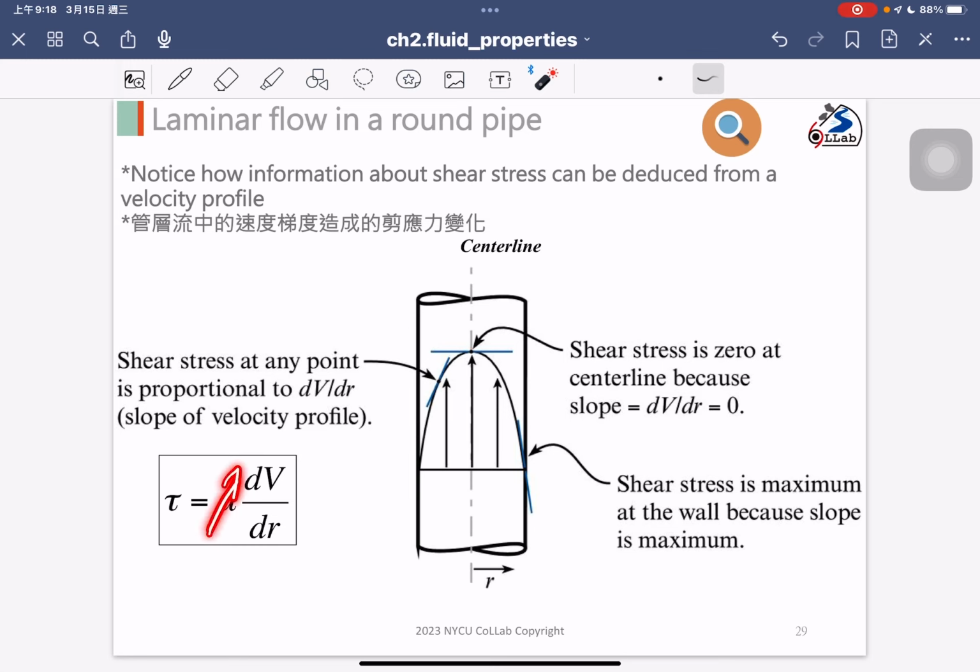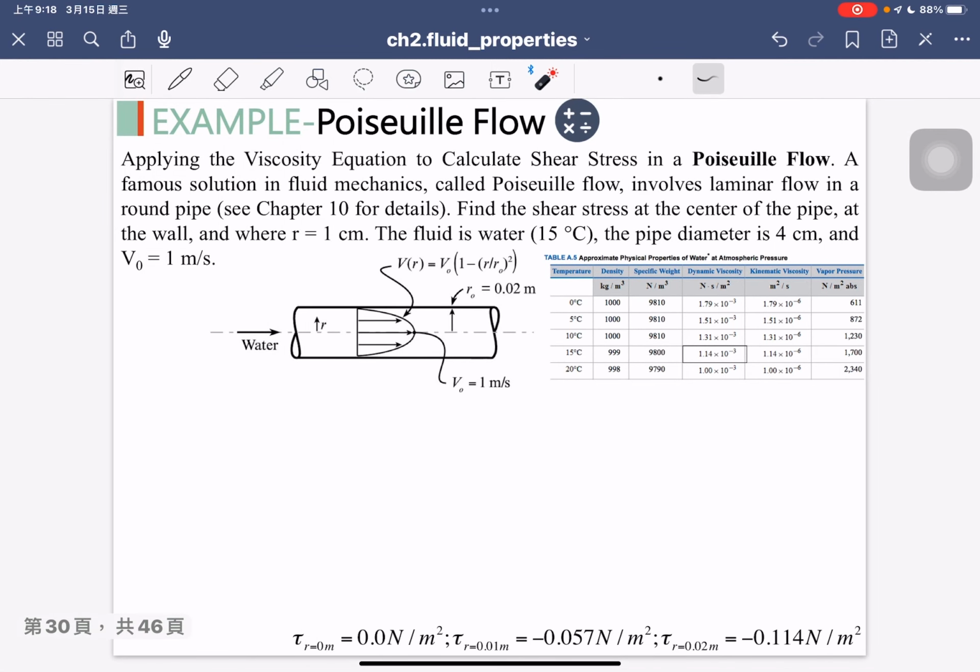Largest viscosity will result in large shear stress, right? Because the fluid is difficult to move due to the large viscosity. Okay, and so that's the idea. So we should do some exercise to understand how to figure out the shear stress distribution along the pipe.